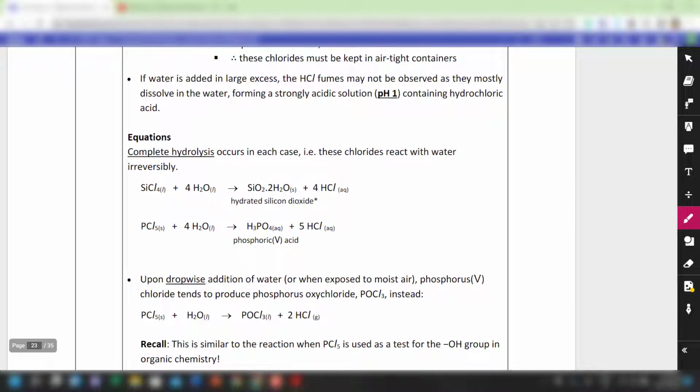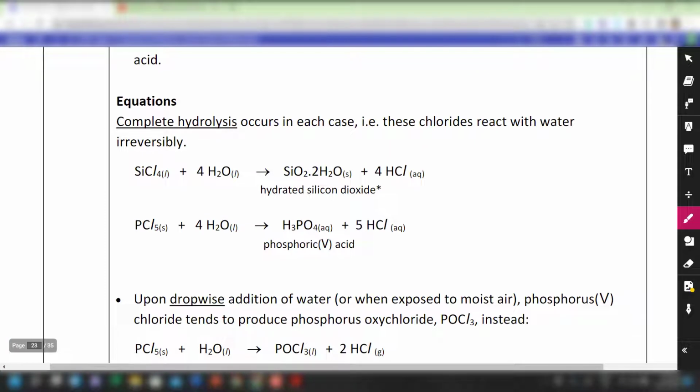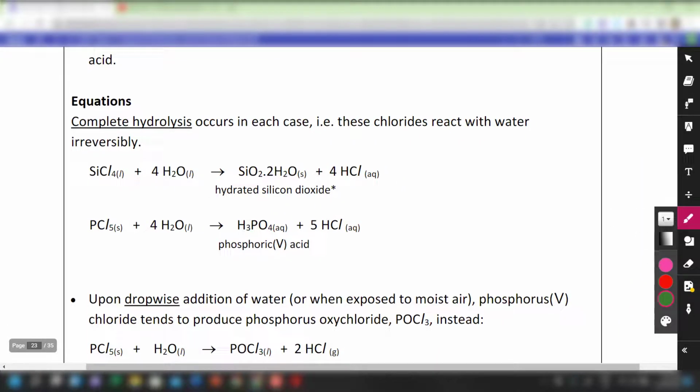PCl5, it will undergo complete hydrolysis to give us phosphoric acid. Okay, so there's a simple way to understand how PCl5 hydrolyzes, and for that matter SiCl4 as well, but I will not attempt to explain for SiCl4. I will leave it to you to think about it on your own, so that again, as I said, there isn't really a need for you to memorize a lot of the equations, because you can easily derive them from logic. Okay, so PCl5, as we know, it has a trigonal bipyramidal geometry.